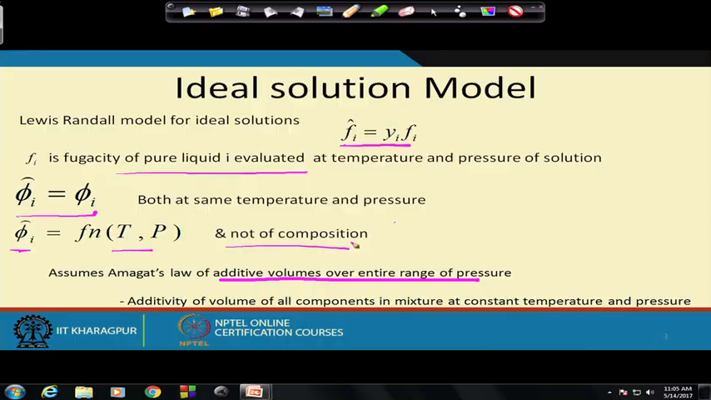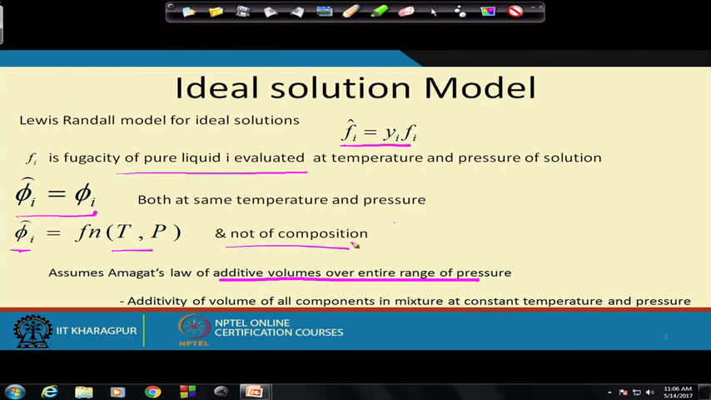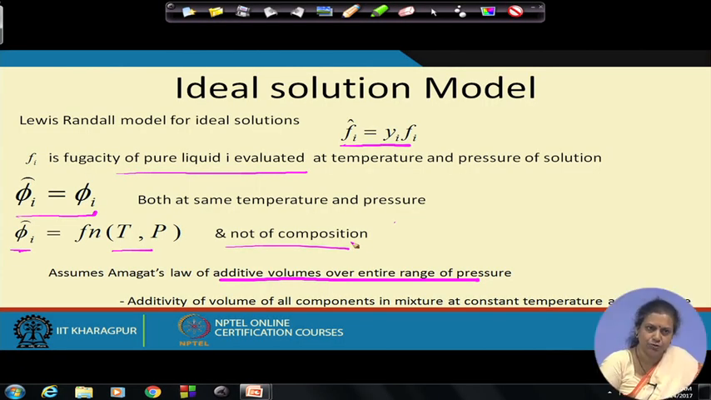So, therefore, this particular rule or law was first suggested by Lewis and Randall, and therefore it is known as the Lewis-Randall model for ideal solutions. Now, here it is very important to note that it is less restrictive as compared to a mixture of ideal gases, right. What does it assume? Just try to understand, it is applicable for a situation where the intermolecular attractions between unlike molecules are similar to the intermolecular attraction between like molecules.